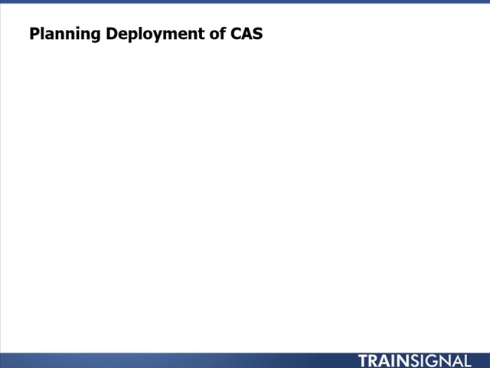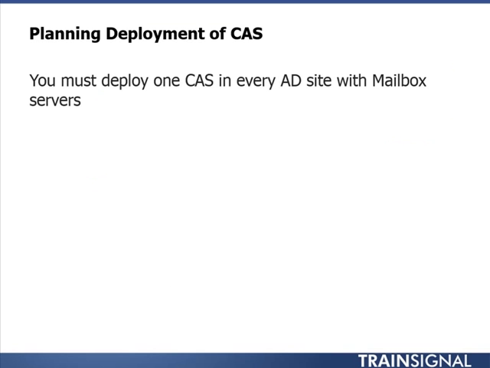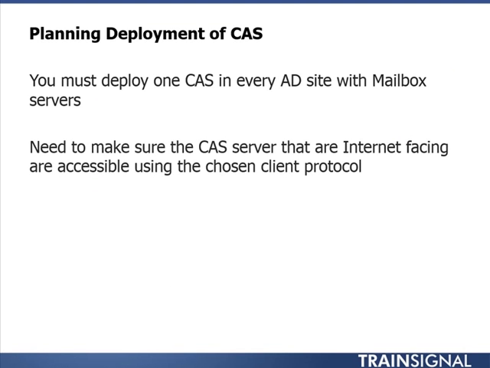So let's talk a little bit about the deployment of the client access server role. First of all, you must deploy one client access server in every Active Directory site with mailbox servers. You also need to make sure that the CAS servers that are internet-facing are accessible using the chosen client protocol. So if users must access their mailboxes from the internet through the CAS, then the server must be accessible using, let's say, HTTPS, IMAP4, POP3, so you have to make sure that this is possible.